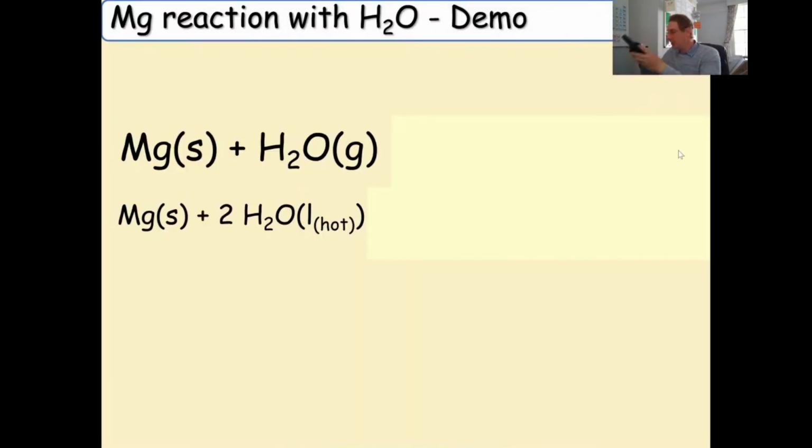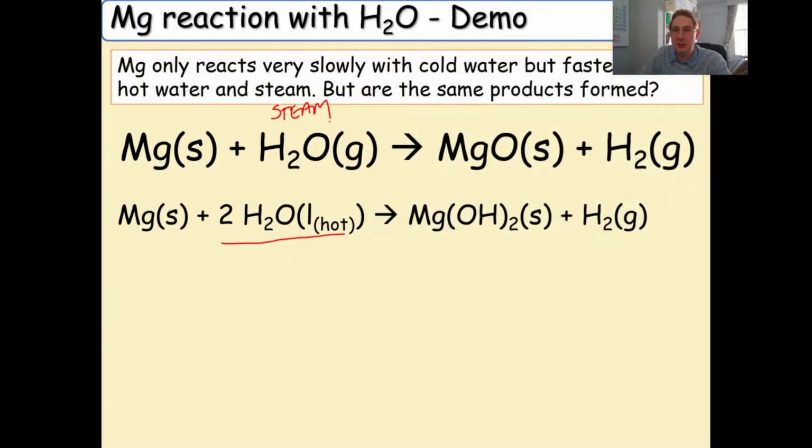Okay, so if you react magnesium with hot water, then you do get magnesium hydroxide and hydrogen, just as you saw in that video with the calcium and water and the strontium and water. However, you get a different product if you react magnesium with steam. If you react magnesium with steam, then what you actually get is magnesium oxide, not magnesium hydroxide and hydrogen.